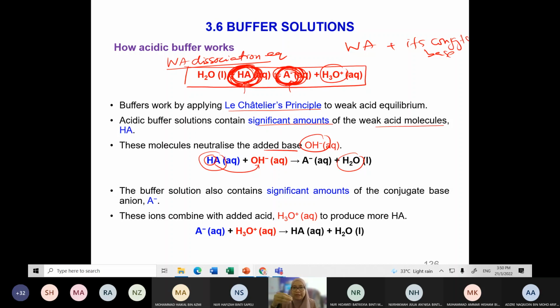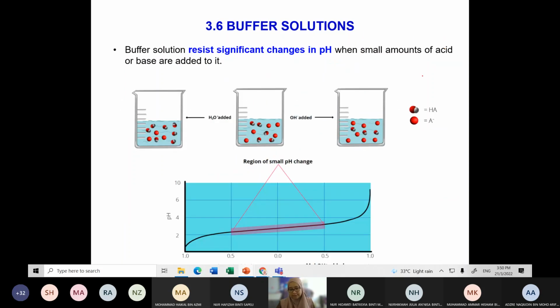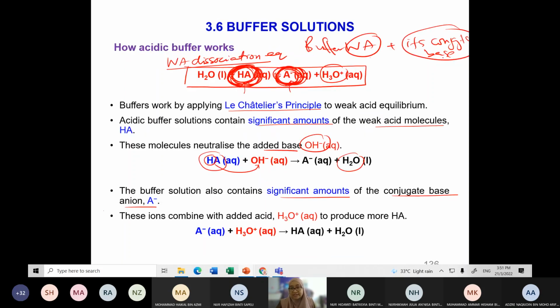So what if bila acid is added into a buffer system, into a buffer solution? What will happen? Okay, alright. So the buffer solution also contains significant amount of the conjugate base ion. Okay, like I said just now, ni buffer kita, we have the acid and its conjugate base. So this is acid. This is the conjugate base, dia still base guys, dia still base. So ini ada banyak dekat dalam buffer. We have significant amount of weak acid and also conjugate base in the solution.